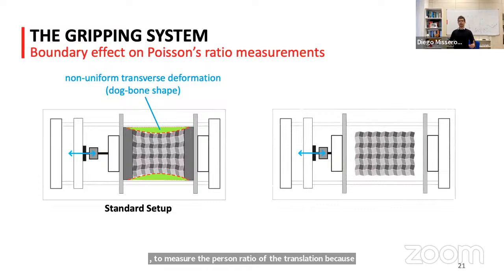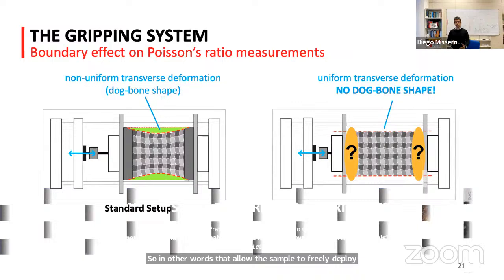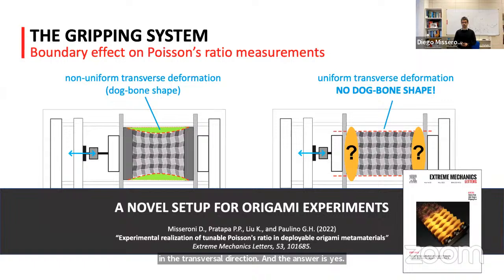When we started to analyze this problem, we asked ourselves, can we invent a novel gripping system that prevents the sample from exhibiting a dog bone shape? In other words, one that allows the sample to freely deploy in the transversal direction. And the answer is yes. This is the work that has been published in Extreme Mechanics Letters last year. It got the cover and also allowed me to receive the prestigious Extreme Mechanics Letters Young Investigator Award. Now I will explain the idea behind this setup.